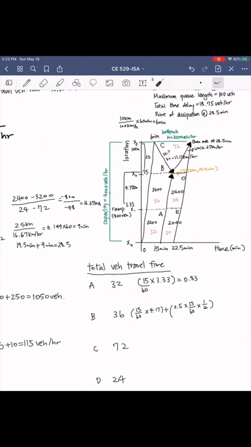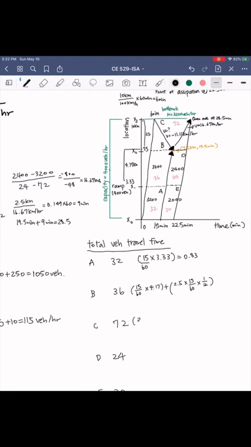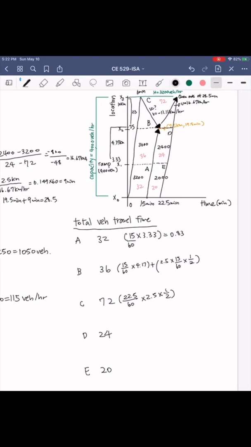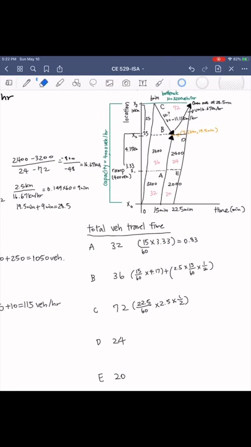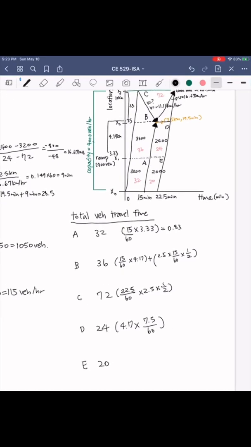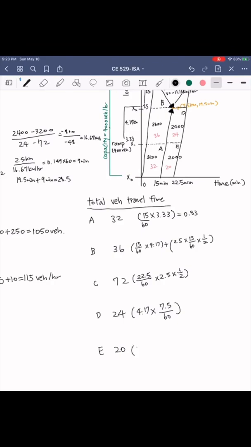And for C, we know that it's from 6 to 28.5 is a base. So base will be 22.5 and the height will be 2.5 here. So it is 22.5 divided by 60 times 2.5 times 1/2. And for region D, it is the bases from 15 to 22.5, so it is 7.5 here, and height is the same 4.17. So 4.17 times 7.5 divided by 60. And lastly, E would be 3.33 times 7.5 divided by 60.